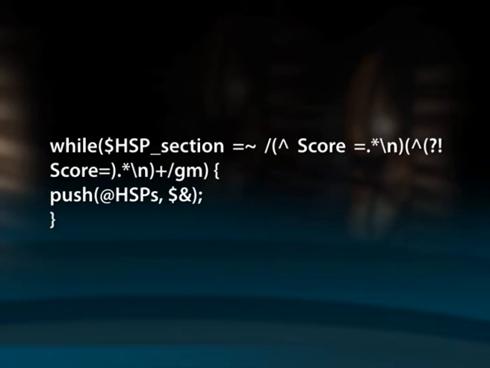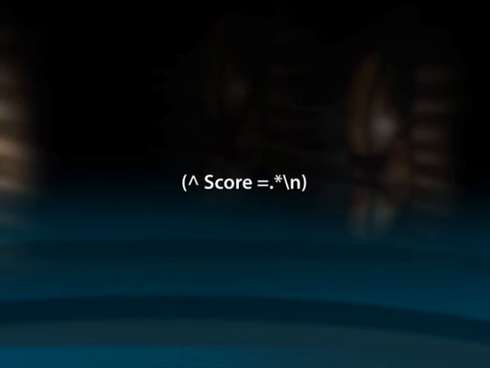While HSP section equal to the regular expression: tilde, slash, and in the first parenthesis caret score equal to dot star, slash, and the next parenthesis caret and within the next parenthesis question mark exclamation score equal to dot star, slash plus slash gm, and the body push HSPs dollar ampersand. This is the same kind of global string match in a while loop we have seen before. It keeps iterating as long as the match can be found. The other modifier, /m, is the multi-line modifier which enables the meta characters dollar and caret to match before and after embedded new lines.